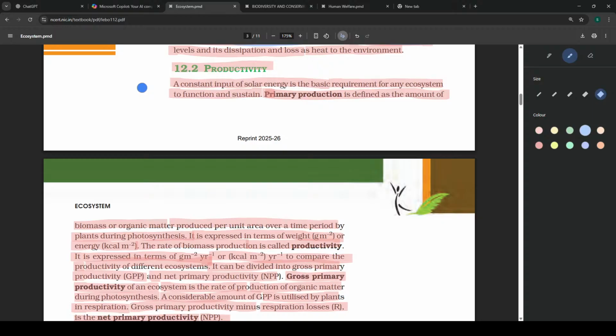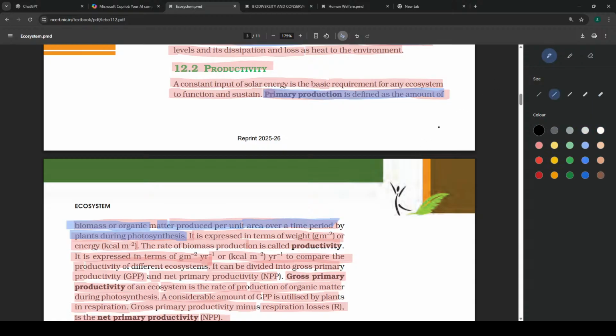Okay, now we can understand productivity, but before that, what is primary production? They gave a definition for primary production in NCERT. Primary production is defined as the amount of biomass or organic matter produced per unit area over a time period by plants during photosynthesis. Okay, nothing much here.